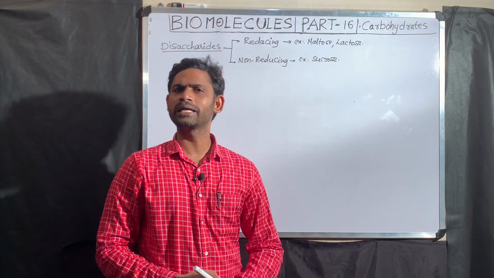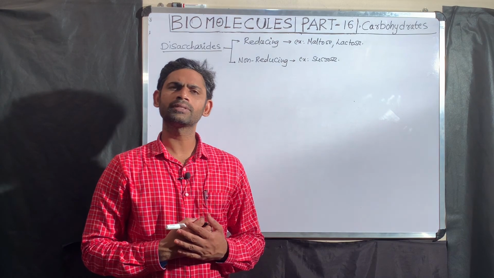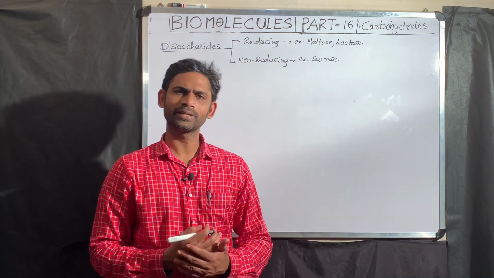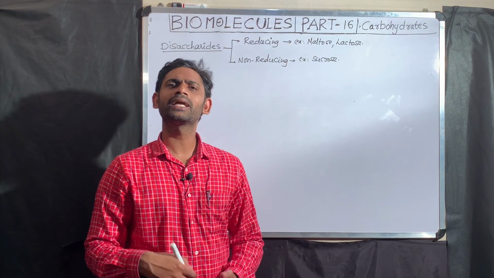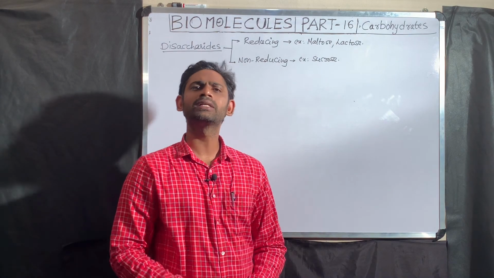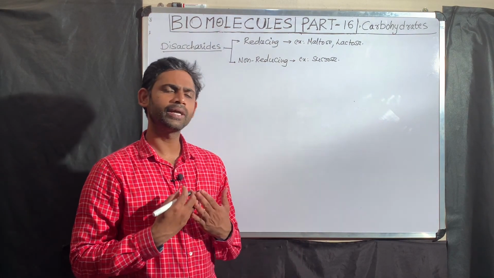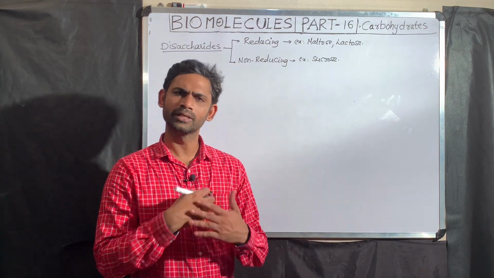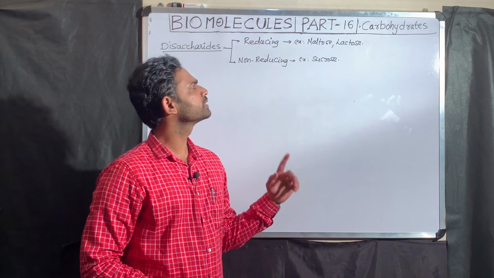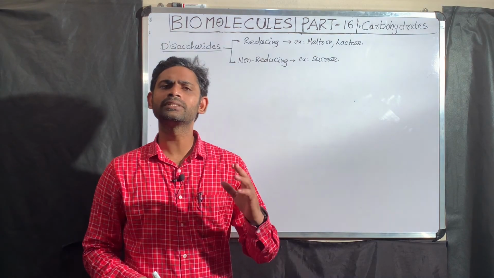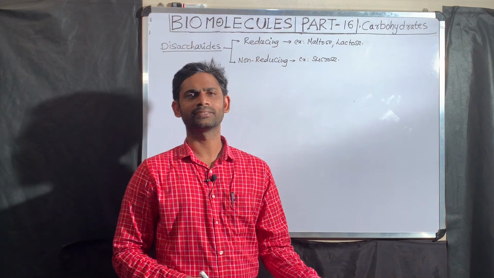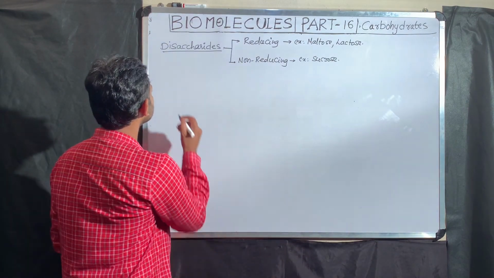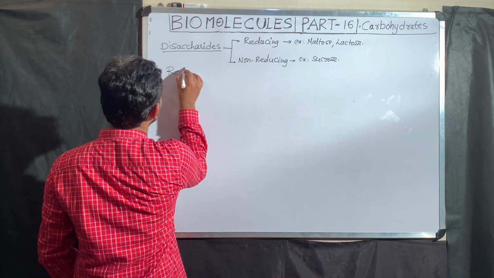What about monosaccharides? In all monosaccharides, the functional group is free. That means they can react. Can react, we call as reducing. That is why all monosaccharides come under reducing sugars. Maltose and lactose belong to reducing disaccharides. Now first I am going to start with the reducing disaccharides.